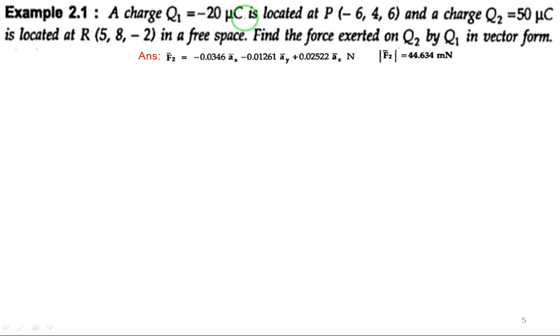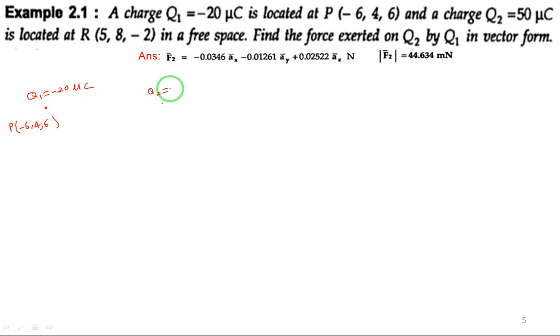A charge Q1 equal to minus 20 microcoulomb is located at P of minus 6, 4, 6 and charge Q2 equal to 50 microcoulomb is located at R of 5, 8, minus 2 in free space. Find the force exerted on Q2 by Q1 in vector form. I will not draw the exact diagram, just roughly. Q1 is equal to minus 20 microcoulombs, and the coordinates here are P of minus 6, 4, 6.